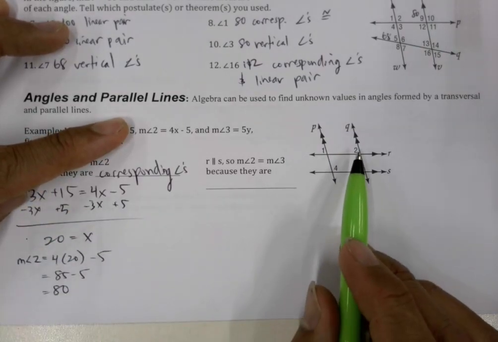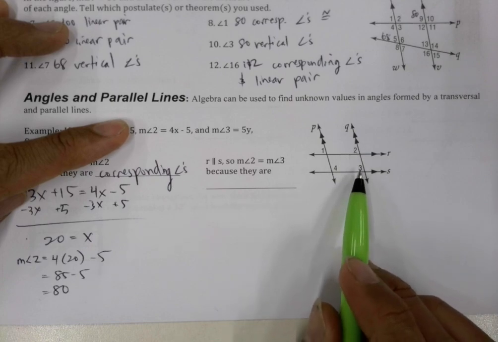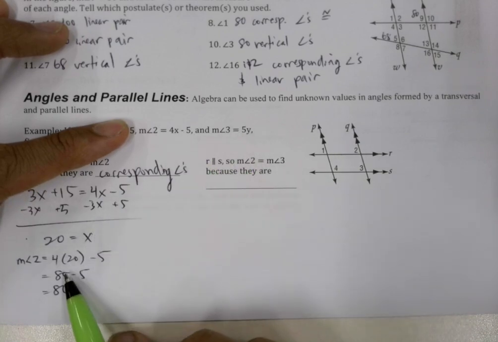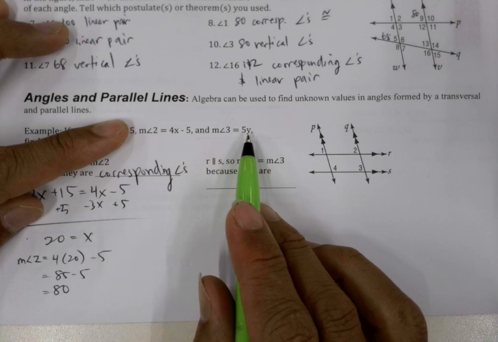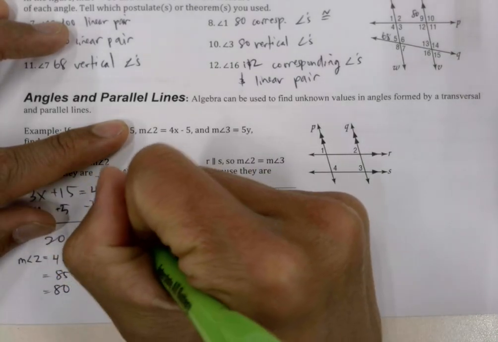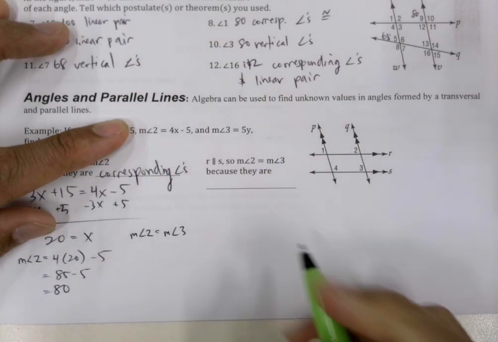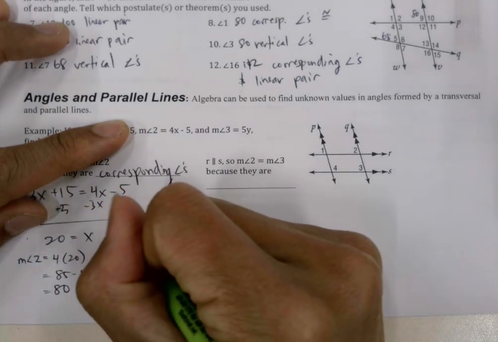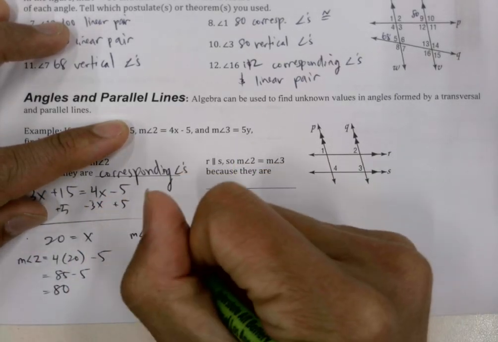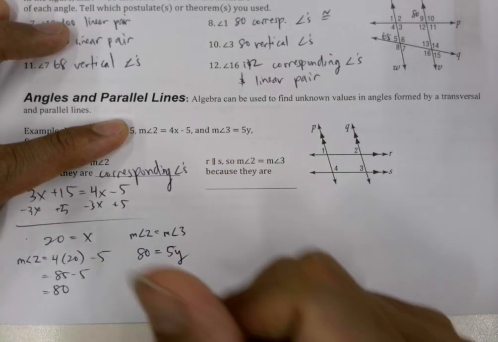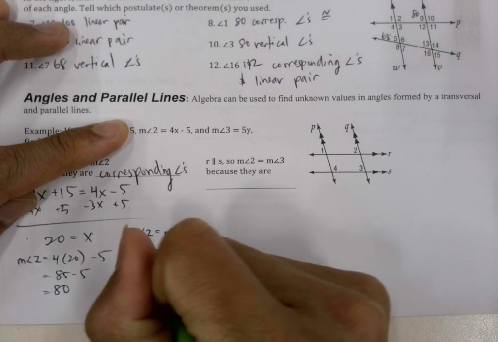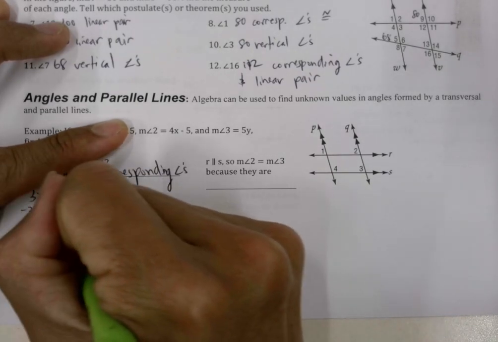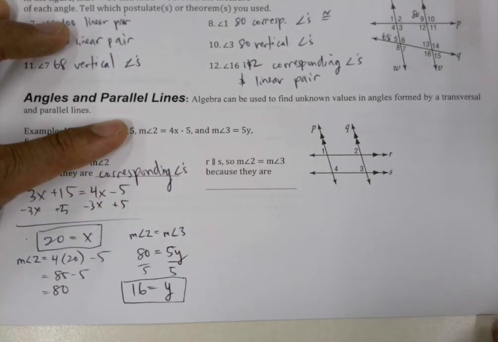Now that we found measure of angle 2, to find measure of angle 3, they're equal to each other. So I can set 80 equal to 5y. Measure of angle 2 is equal to measure of angle 3 because they are corresponding angles. I can substitute in 80 for m2 and 5y for m3, and solve for y by dividing by 5 on both sides. So I get y is equal to 16. Those are our two answers there and there.